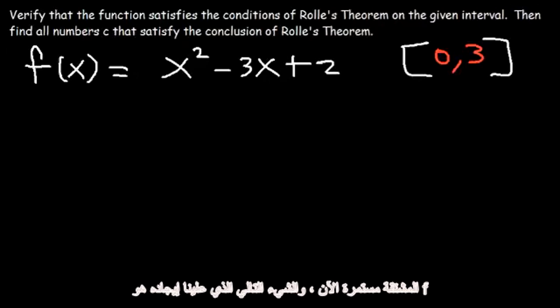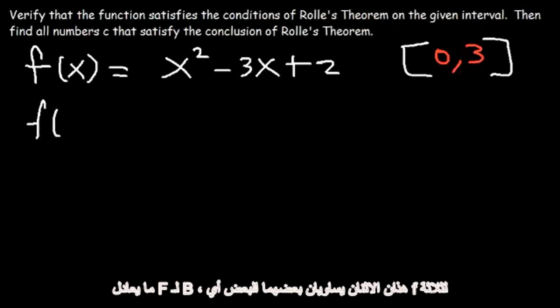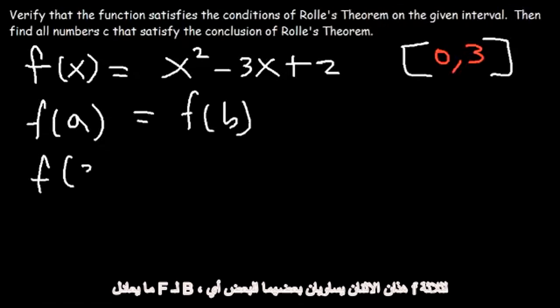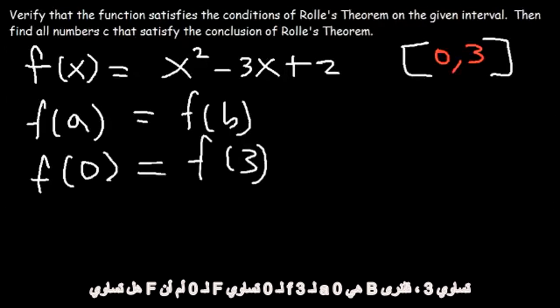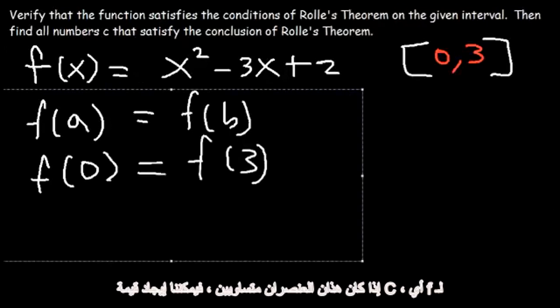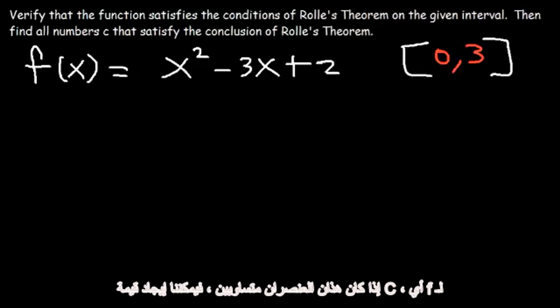Now, the next thing that we need to find out is, is f of a equivalent to f of b? Are these two equal to each other? That is, f of 0, does it equal f of 3? a is 0, b is 3. So let's see if these two are equivalent. If they are, then we can find the c value.